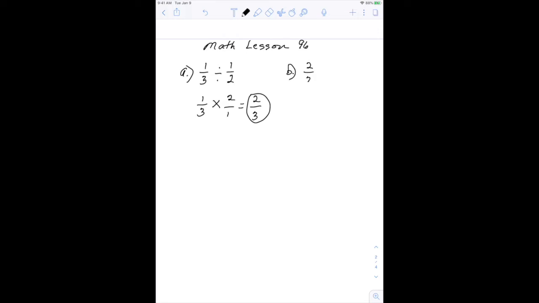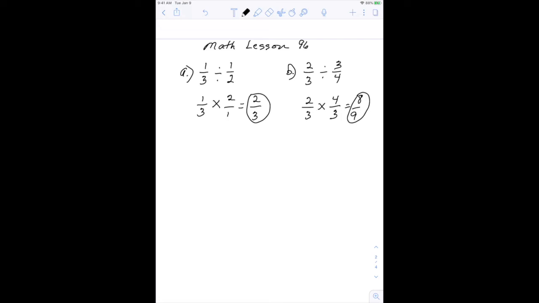Okay, now let's look at B. 2/3 divided by 3/4. So remember our rule. Keep it, change it, flip it. Equals 8/6, oops, sorry. What's wrong with that? Is it 6? All right. Catch me. 8/9. And that's our answer.